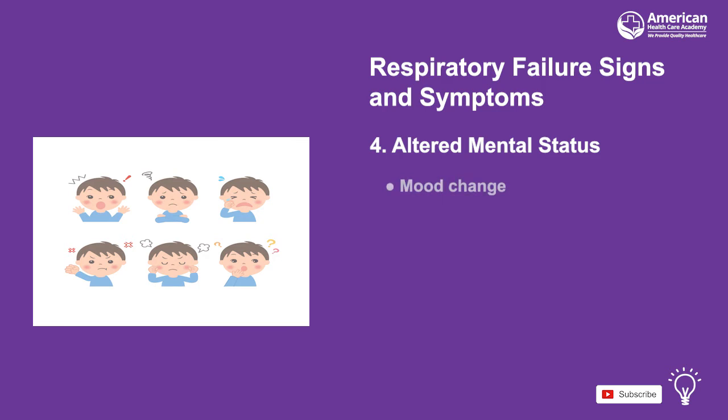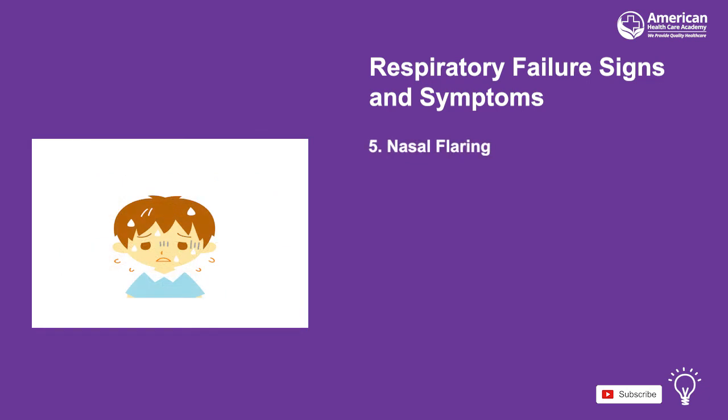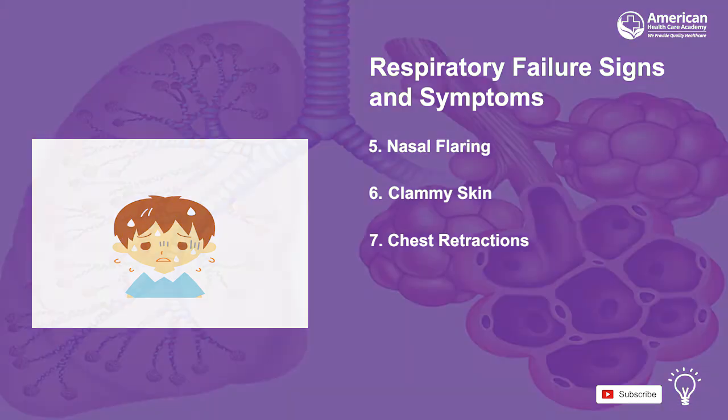Altered mental status, such as a mood change, agitation, anxiousness, or fatigue. Observe if the child is suddenly fussy, lethargic, agitated, or anxious, or exhibits abnormal behavior. Nasal flaring. Check if the nostrils widen when the child breathes in. Clammy skin. The child's skin or head may be cool and sweaty. Chest retractions. When taking a breath, the child's chest may appear to sink below the neck or under the breastbone.